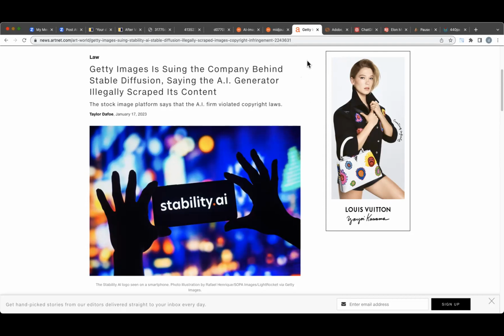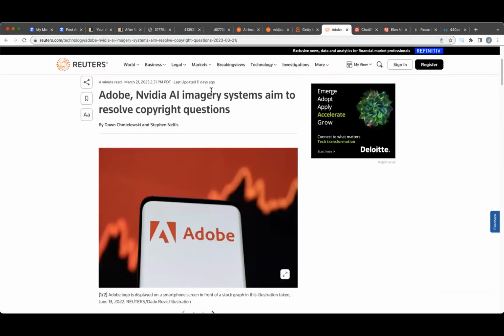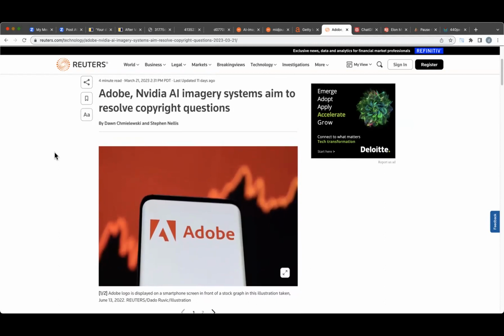So what is the solution to all of this? We come up with a solution. Adobe and NVIDIA AI imagery systems aim to resolve copyright questions. So what they've done is, for example, they've worked out an arrangement with Getty Images so that Getty gets paid if they use the Getty images in the AI generative images that you produce using, for example, Photoshop. So they've added this capability into Photoshop. This stuff is happening so rapidly. This article is from March 21st, and it announces this stuff.